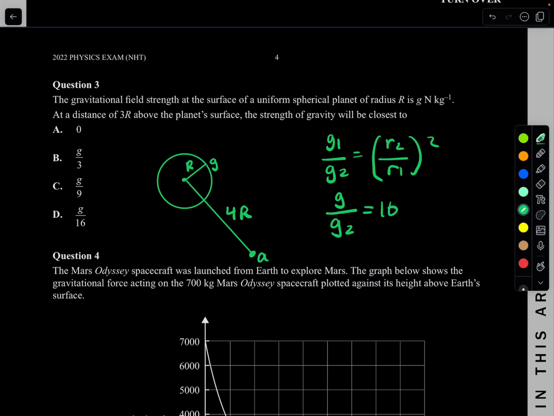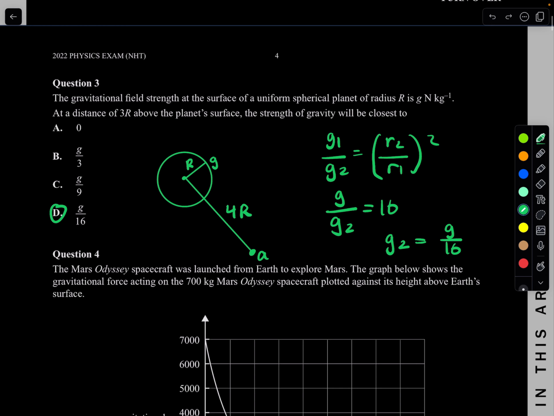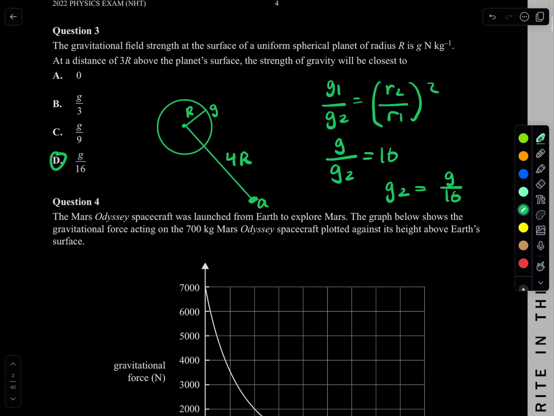So this G2 is actually just G over 16. That is your answer, which is D. That is the gravitational field strength at 4r from the center. That's your G value. Easy.